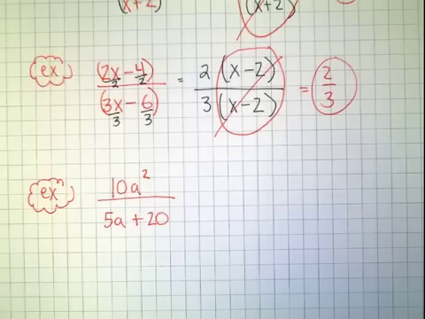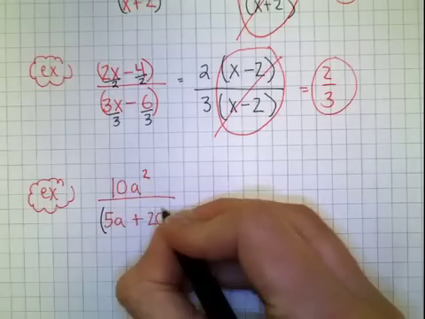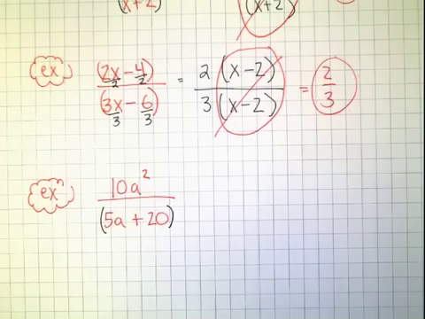10a squared over 5a plus 20. There's an adding sign, so this needs to be grouped together. There's no plus sign on the top. 10a squared is 10a squared.